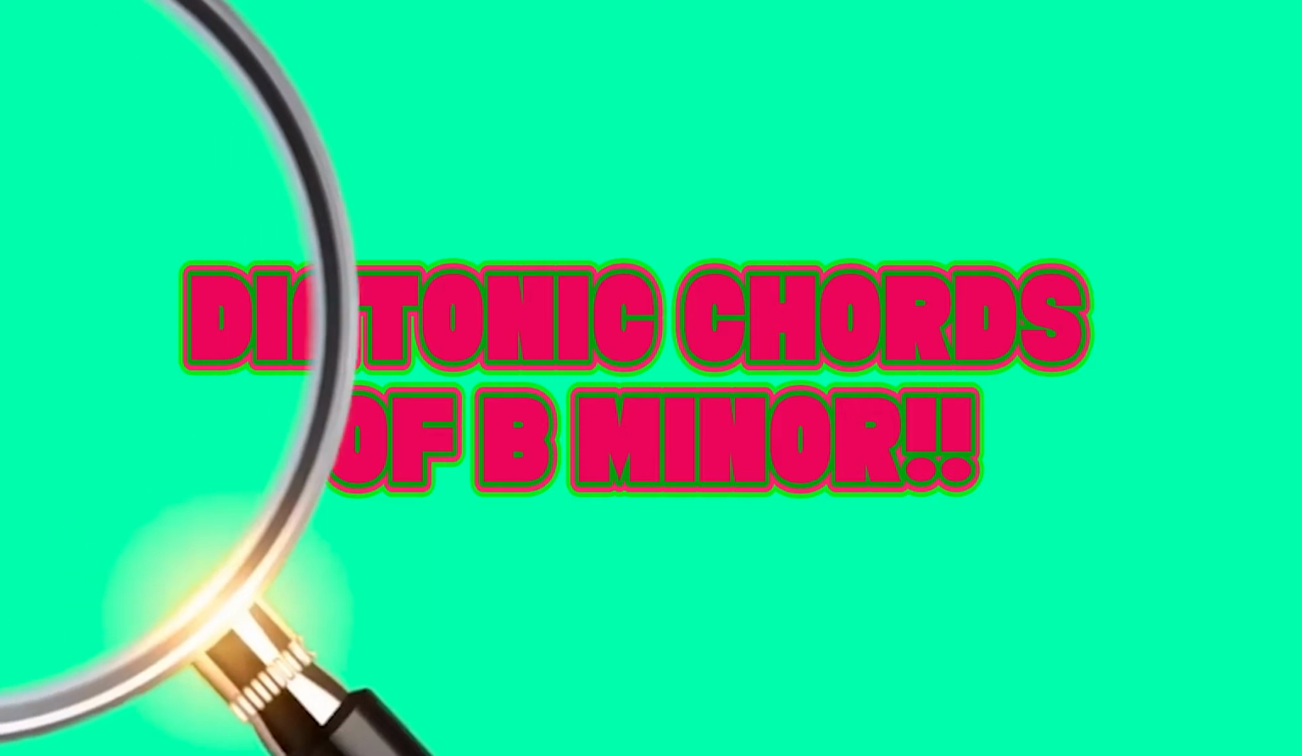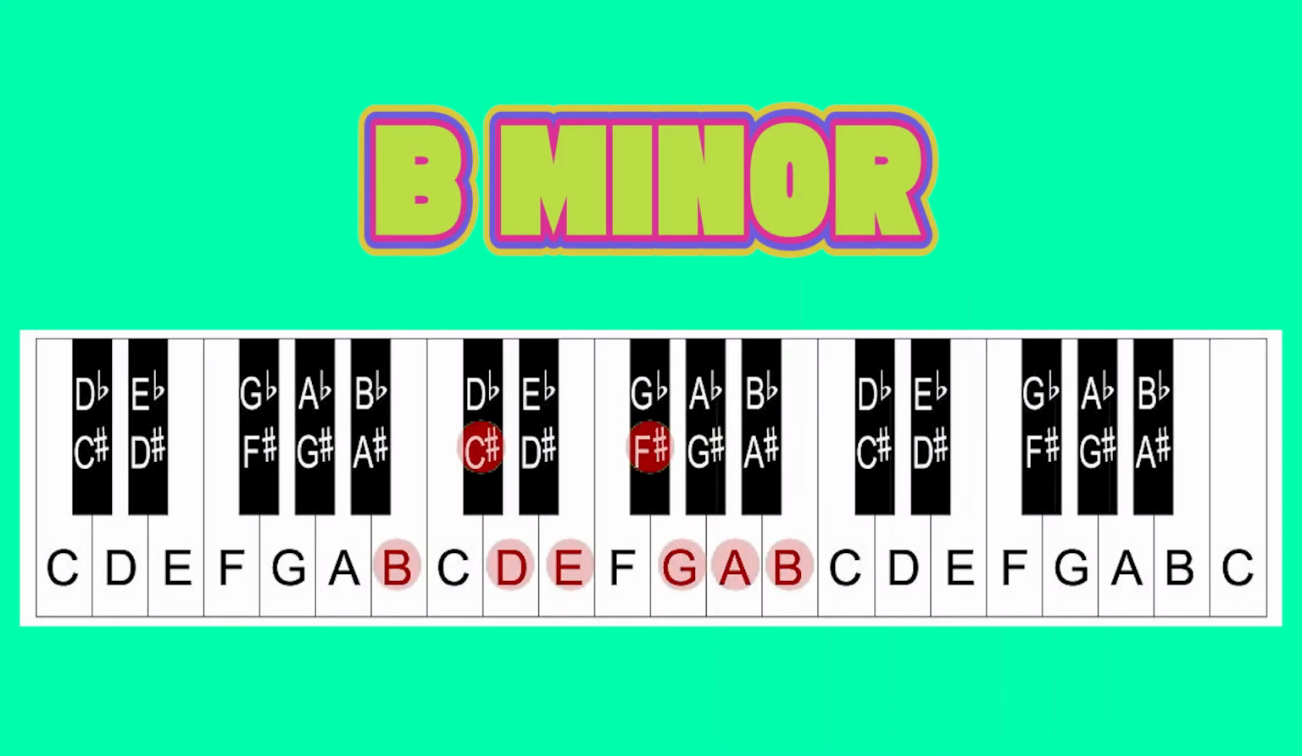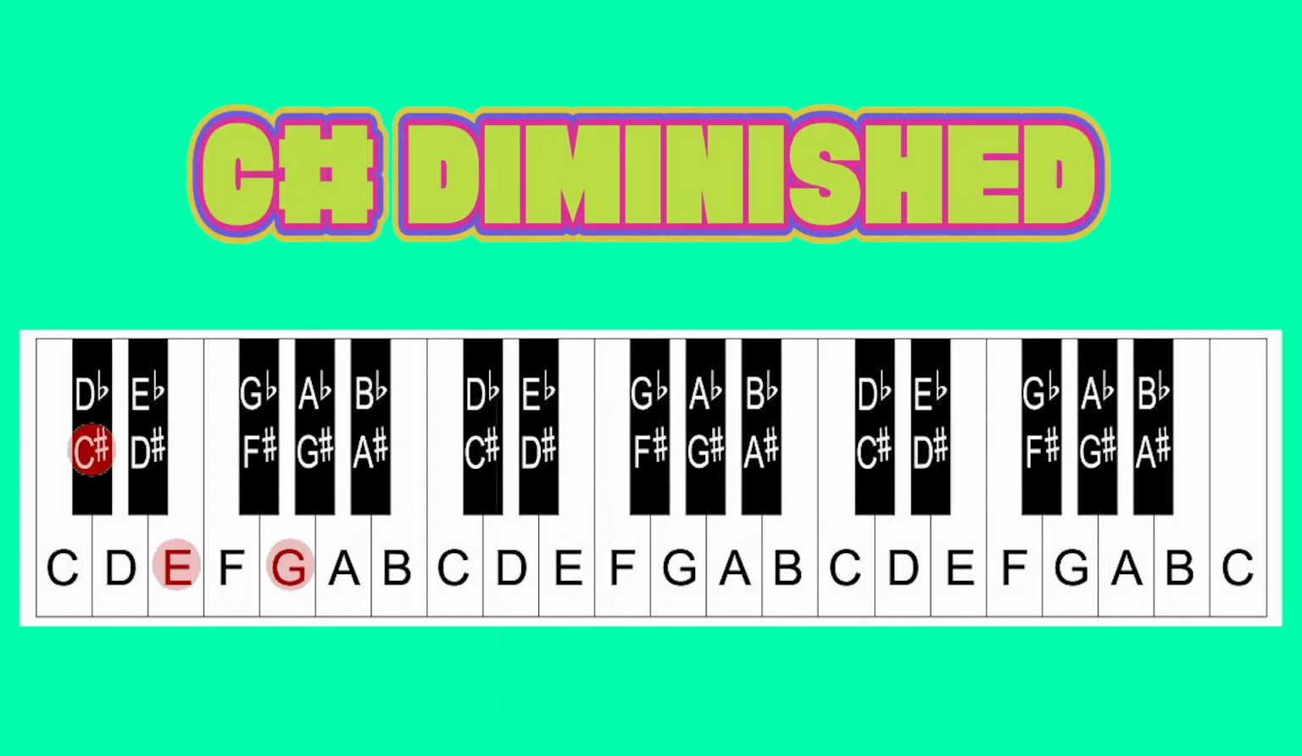Now let's find the diatonic chords of B minor. We know that B minor has F sharp and C sharp. So, to find the diatonic chords of B minor, we play the chord scale using F sharp and C sharp instead of F and C. So we've found the diatonic chords of B minor.